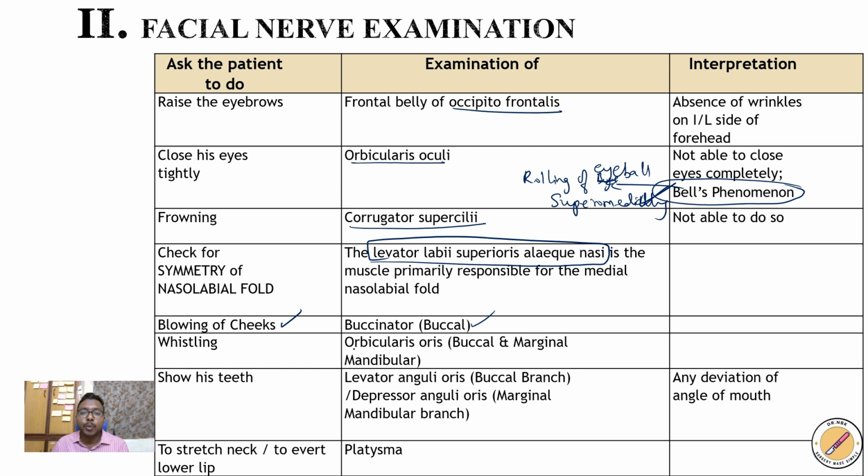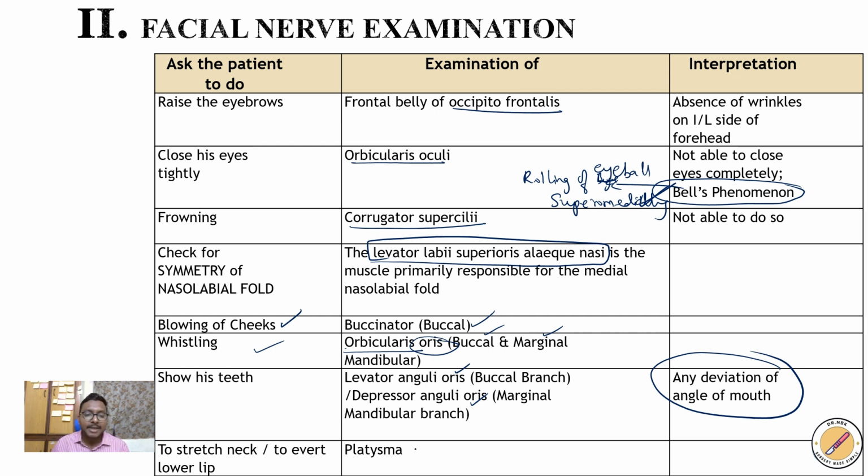Now you will ask the patient to whistle. So the muscle related to whistling is orbicularis oris around the mouth. Okay, and the nerves related are the buccal branch and marginal mandibular branch. And you will ask the patient to show the teeth so that you will observe the angles. If there is any deviation of the angle of the mouth, normally the angle of mouth is kept in position by two important muscles. One is levator anguli oris, second one is depressor anguli oris. Whenever there is facial nerve paralysis, this cannot be maintained anatomically. That is why there will be deviation of the angle of mouth.